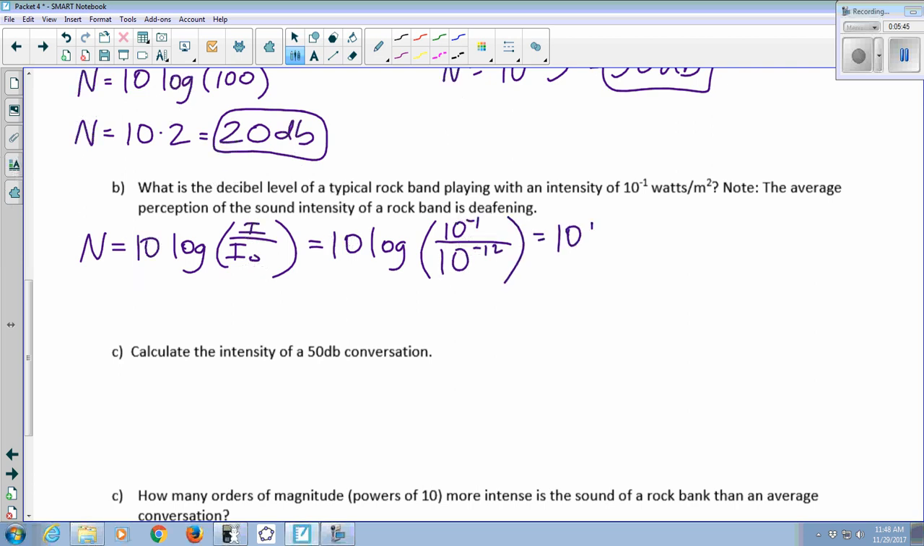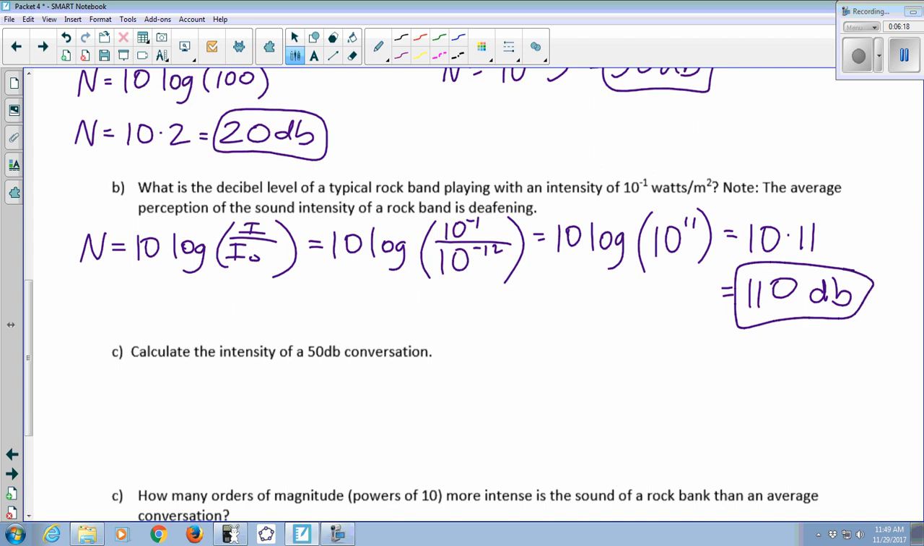So this is 10 times the log. I'm going to simplify this expression here. Remember, when you're dividing like bases, you subtract the exponents. So the base is still 10, then you would do negative 1 minus negative 12, which is actually plus 12. So this becomes 10 to the 11. So the log of 10 to the 11 is 11. So we get 110 decibels would be the noise level at a rock concert.